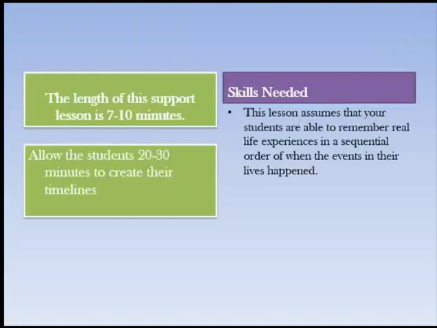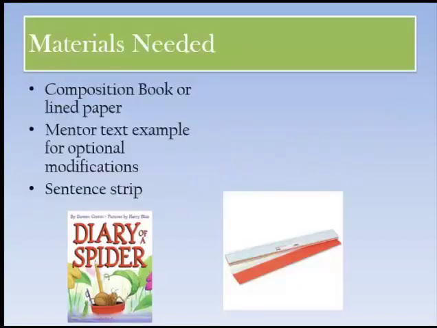The length of this support lesson should only be 7 to 10 minutes, and you should allow the students around 30 minutes to complete their timelines. This lesson assumes that your students are able to remember real-life experiences in sequential order of when the events in their lives happened. Materials for this lesson that are needed: composition book or line paper, mentor text example for optional modifications, and sentence strips.